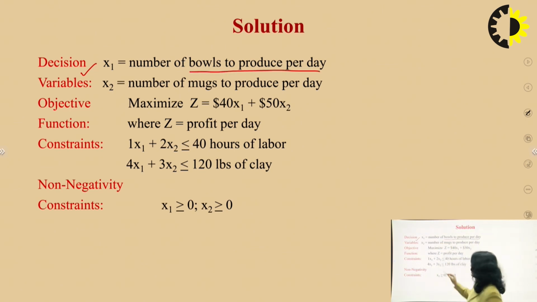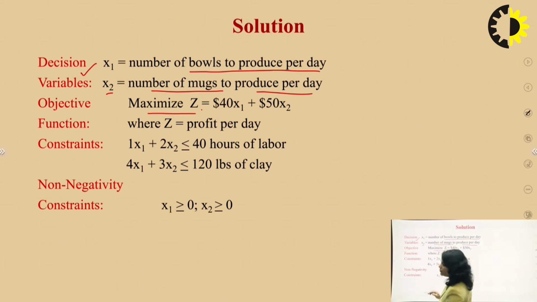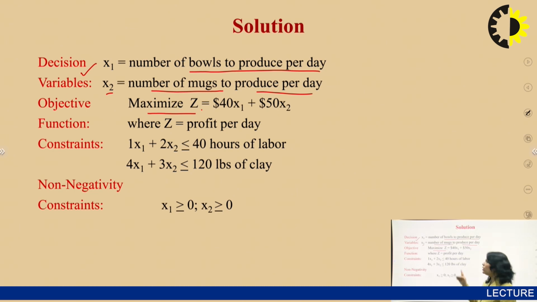And x2 is the number of mugs that should be produced per day. So we have defined the decision variables, and after that we have constructed the objective function. The objective function is basically maximize Z. Z is denoting the objective function. So we want to maximize Z.